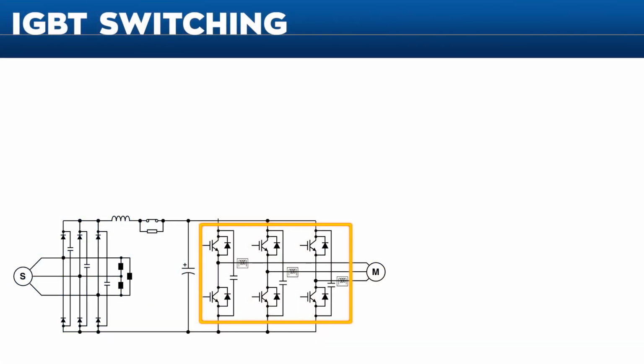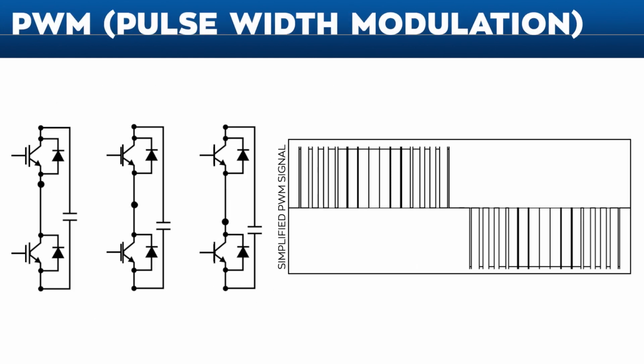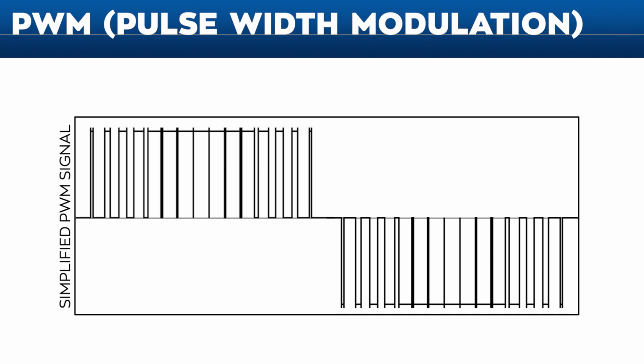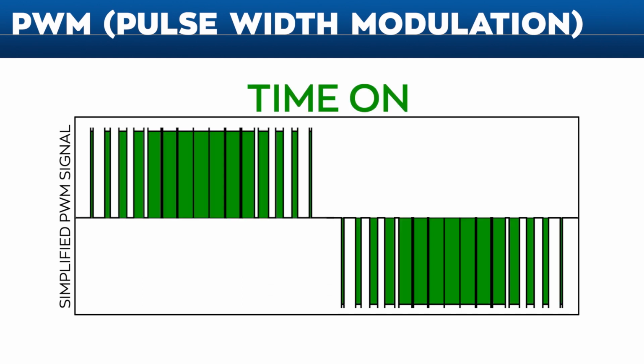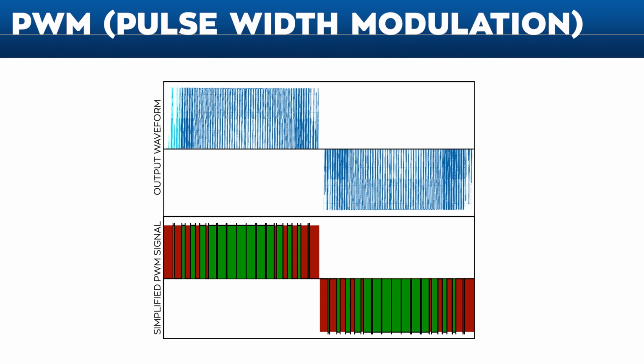The IGBTs are controlled using PWM, or a pulse width modulation scheme. The IGBTs are basically switches that work at a very fast rate. Since they are either on or off, the only thing we can change is the amount of time they are on or off. So, to build this waveform at the beginning, we stay on for a very short period of time. Then we increase our on time relative to the base sine wave we are building from.